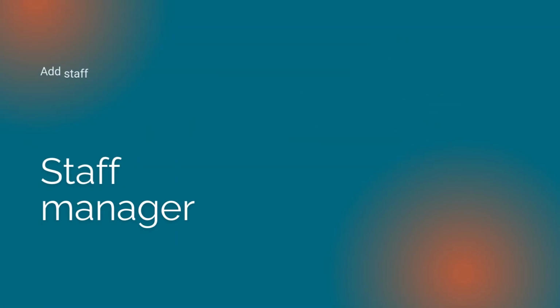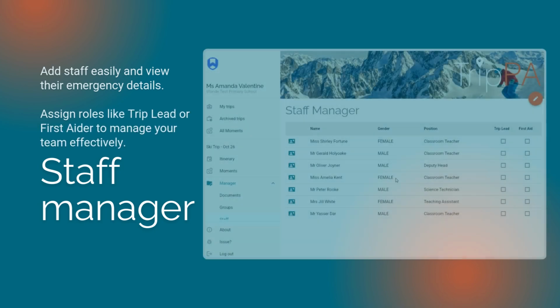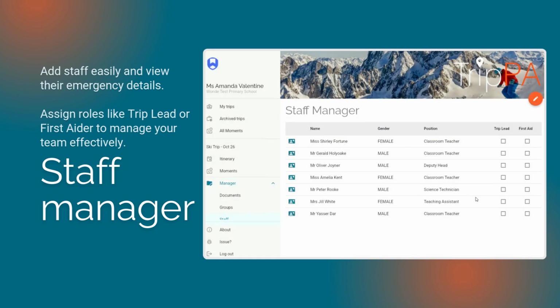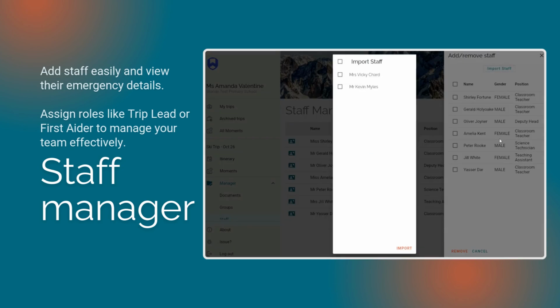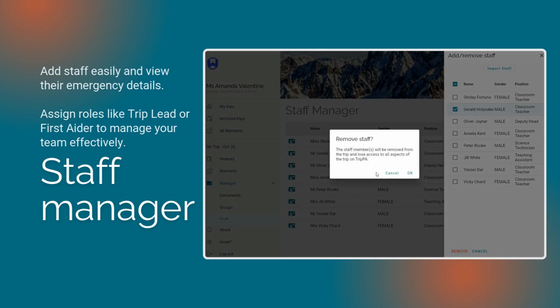The Staff Manager makes it easy to organise your trip team. From the staff list, click the info button to see more information about each participant. You can give other staff members full access to the trip by making them a trip lead and indicate your first aiders using the checkboxes. You can also import new staff members quickly. Or you can remove anyone who's no longer part of the trip team, ensuring your list always stays up to date.